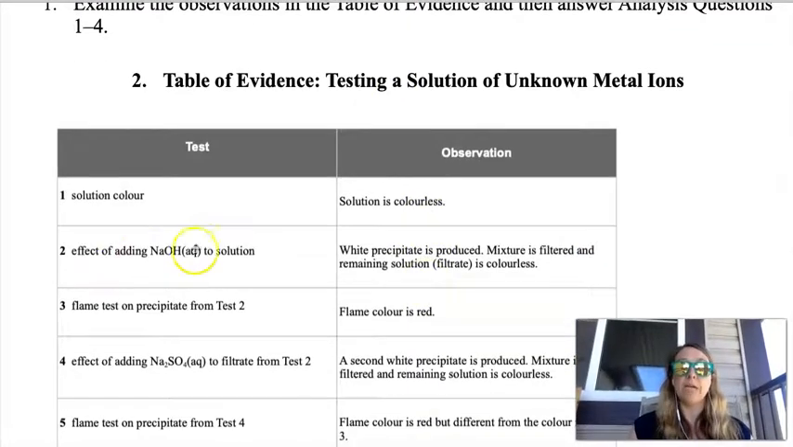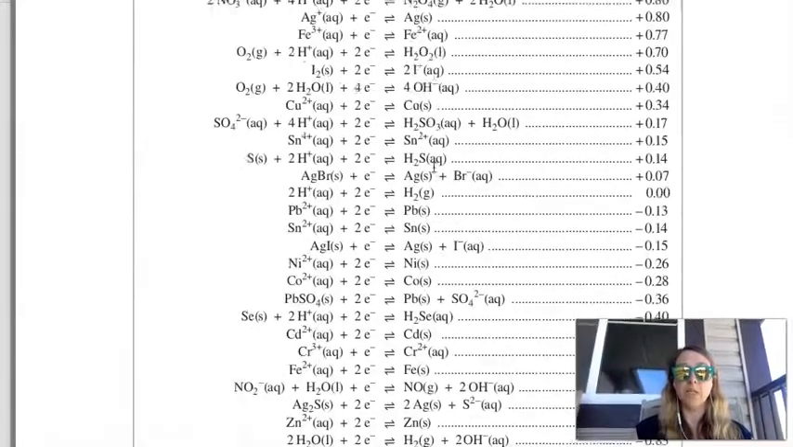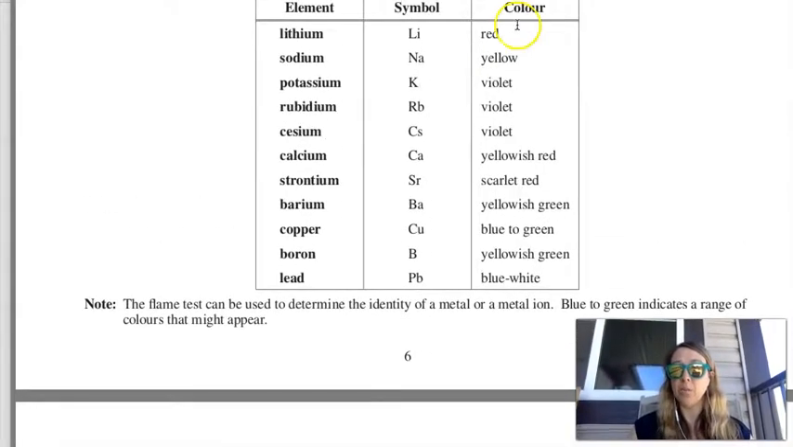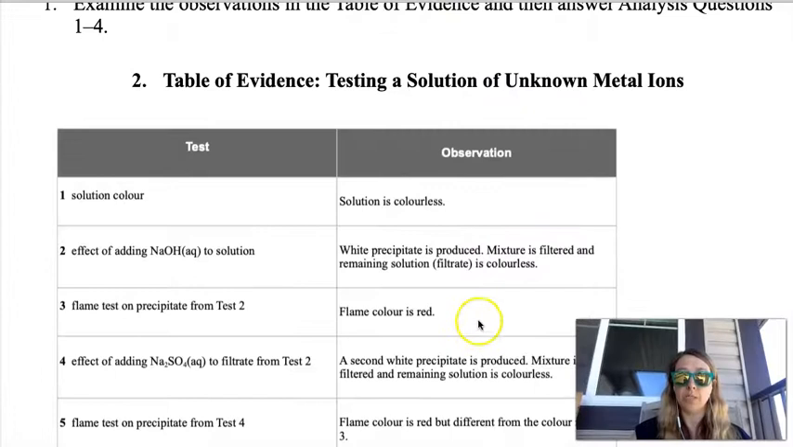So it talks about adding sodium hydroxide, right? So that's, did we make a precipitate? It talks about a flame test, right? So we see the flame color is red. Based on the fact that we see the flame color is red, if we go back in here to where we have our flames, we can look at this and we say, okay, red. So if it's red, it could be lithium, maybe calcium, but it wasn't described as a yellowish red, it was just described as red. Or it could be strontium, which is scarlet red. So we have lithium and strontium, which are some potentials here. So from this color, we're saying it could be a lithium ion.